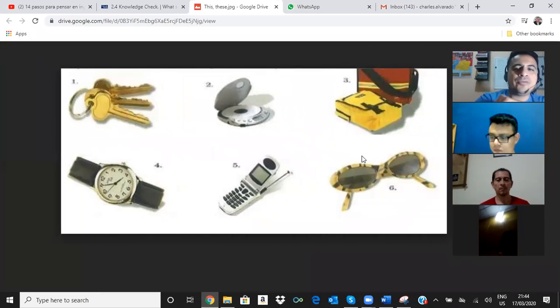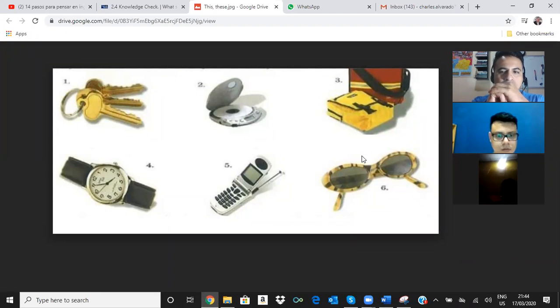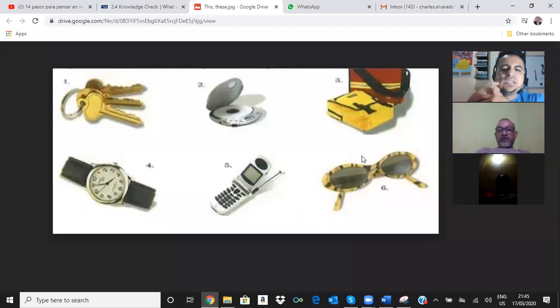Very good. Number four. Look at picture number four. How do you say it? It's a watch. This is my watch. Watch. Okay. Number five. Look at picture number five. This is my cell phone. Cellular phone. Very good. This is my mobile phone. My cell phone. Okay, number six.